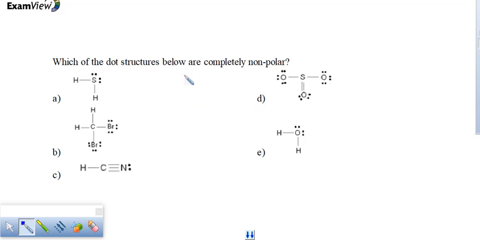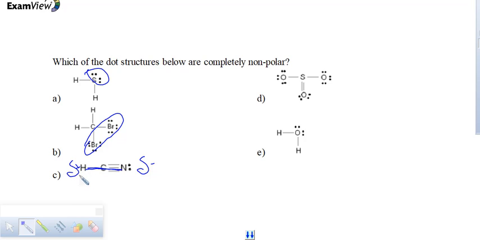Nonpolar. So a nonpolar molecule would be something that's completely symmetric. Well, this is not symmetric. This has a negative and positive side. This is not completely symmetric either, because this side is not the same as that side. This is actually not symmetric because we have this highly electronegative nitrogen and this quite electropositive hydrogen.